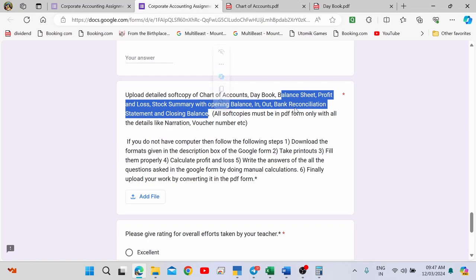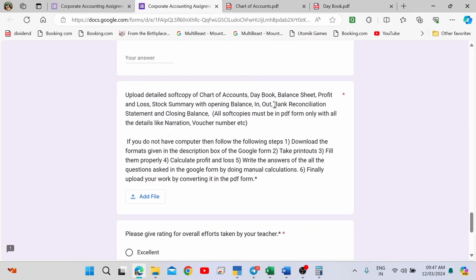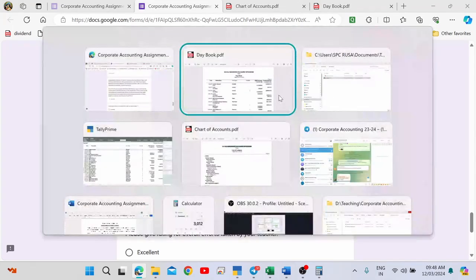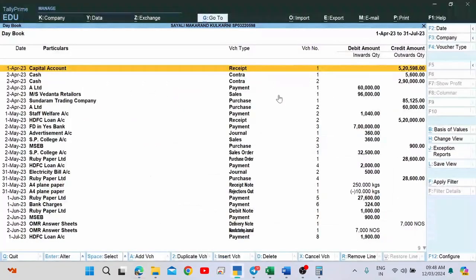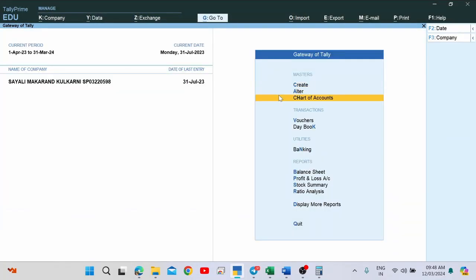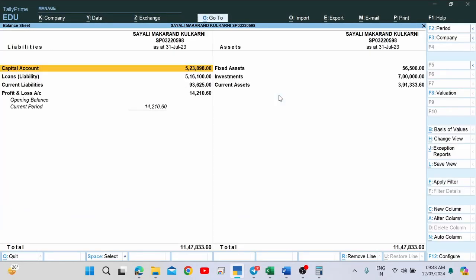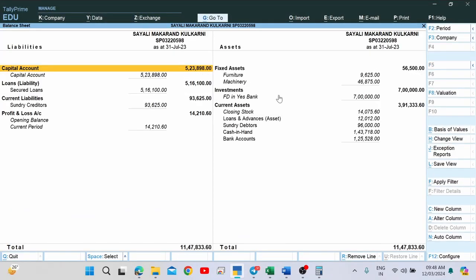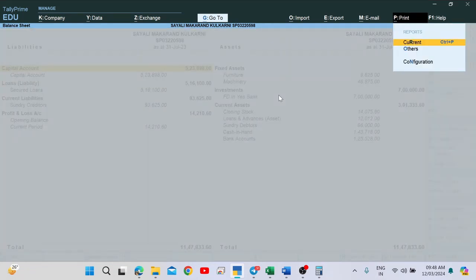Stock summary with bank balance, in and out. Okay, I will show one by one. First the balance sheet in Tally. Where is the balance sheet? We have a separate button for the balance sheet. Then press Control P.